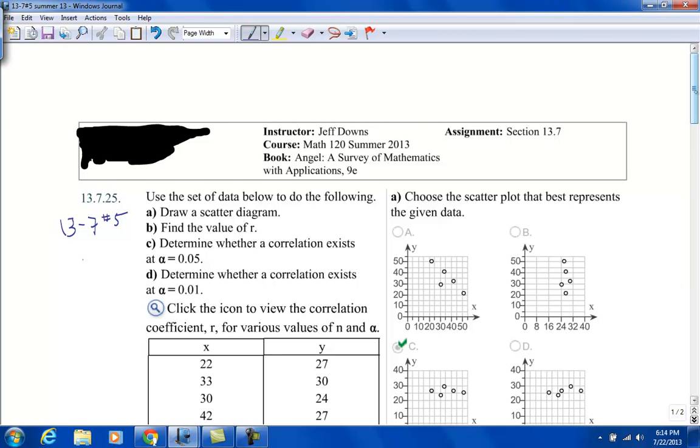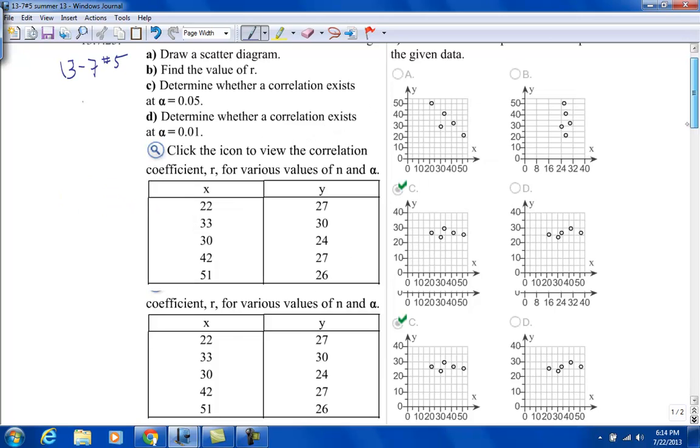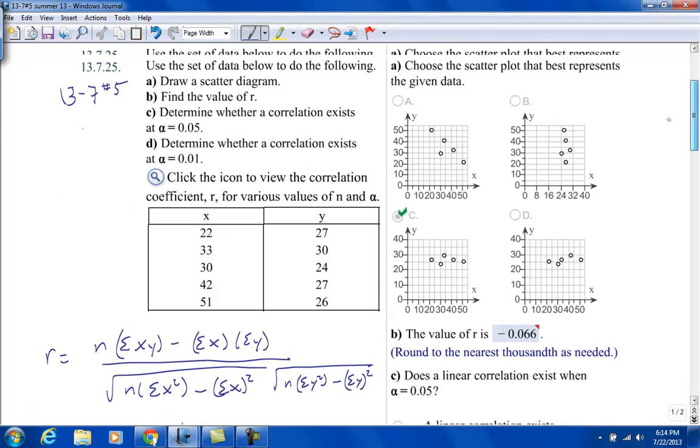So for the scatter diagram, we get to pick one. Which one fits? So let's see, x is 22, y is 27. So 22 will be about here. 27, oh, that doesn't fit, so we can just throw this one out. 22 is right about there, and nothing there, okay. 22 is right about there, and oh, that's 27. 33 there, and that corresponds to 30 there, yep.